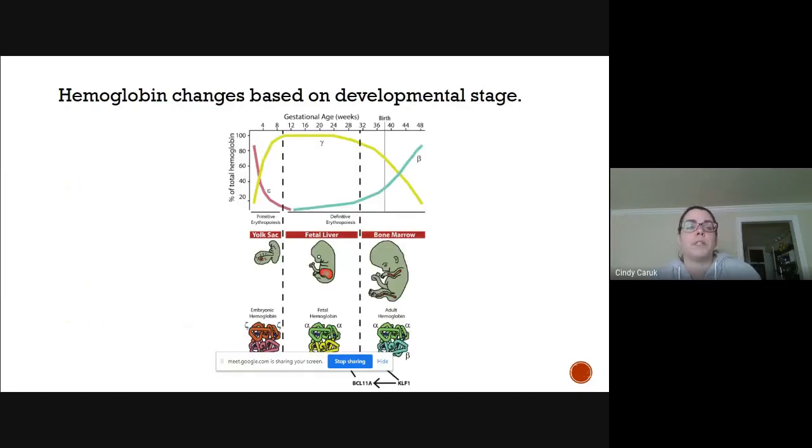Hemoglobin, that's going to change based on developmental stage. So you have your embryonic one, that's demonstrated here in pink. You also have here the fetal hemoglobin, and you can see it has a higher affinity, I don't know if it shows it here, but it has a higher affinity for oxygen. Then you have your adult hemoglobin.